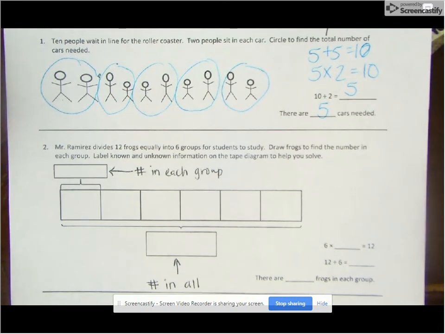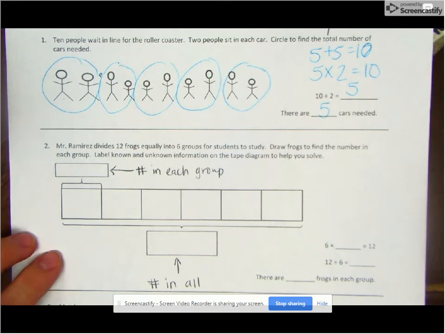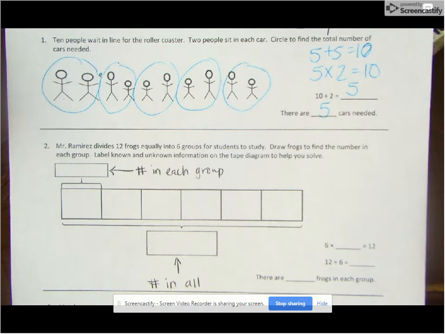The next problem is a little bit different. This one, instead of finding the number of groups, we're going to find how many are in each group. So in class, we talk about really visualizing the problem and making sure you understand what they're looking for. Mr. Ramirez divides 12 frogs equally into 6 groups for students to study. Draw frogs to find the number in each group. Label known and unknown information on the tape diagram to help you solve.